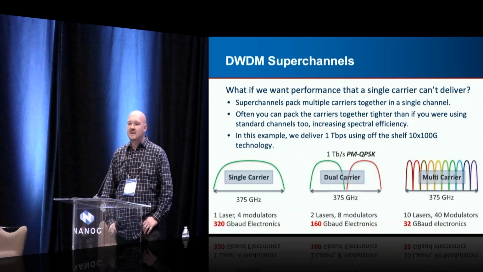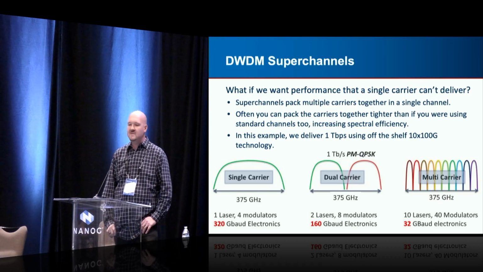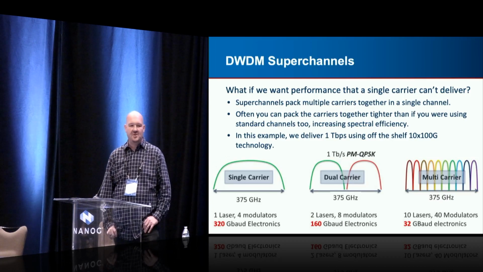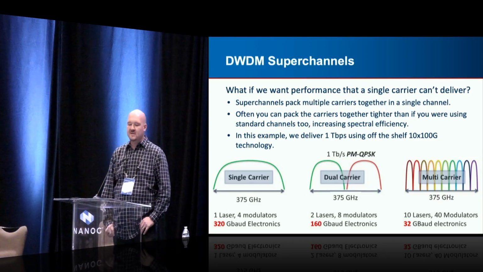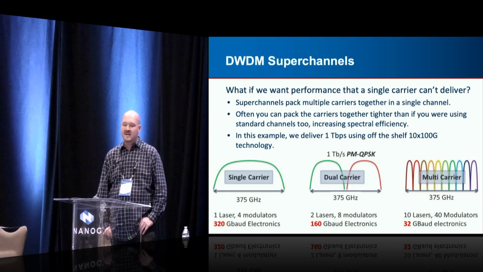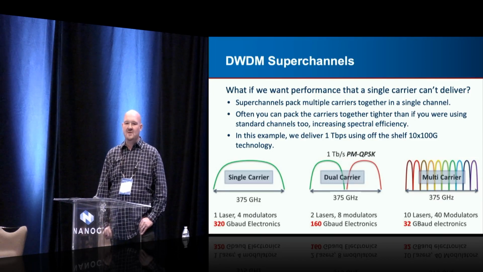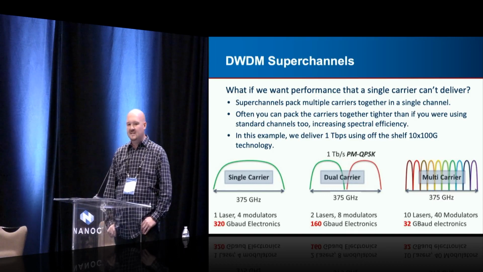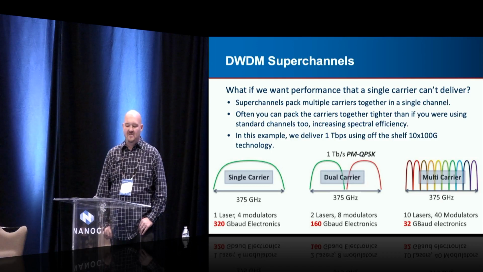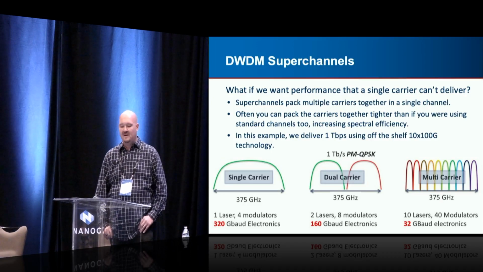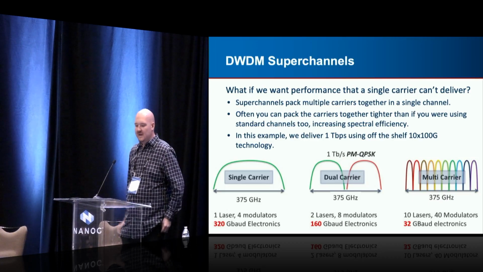You have a concept called DWDM super channels. So what's happening here is, imagine what happens if you want performance that you can't actually get out of a single carrier. So here's a simple example. Say someone came to you and said, I need 1 terabit Ethernet. How do I do this? We don't have a technology off the shelf that does that in a single carrier. We just don't, right? It would be this massive 320 gigabaud, 375 gigahertz wide. We don't have it. It doesn't exist.